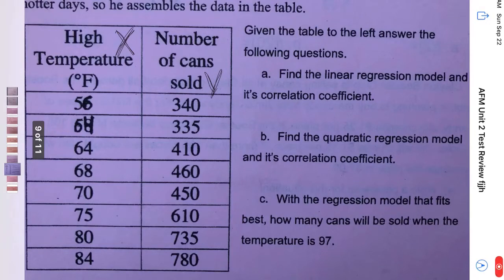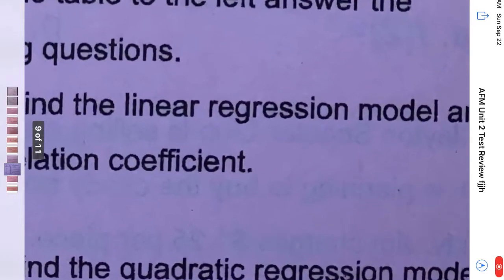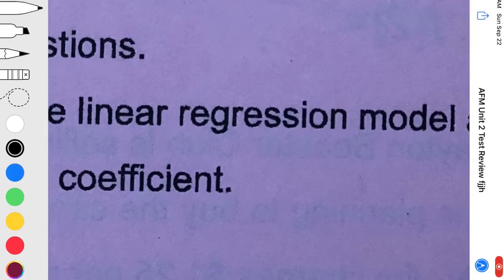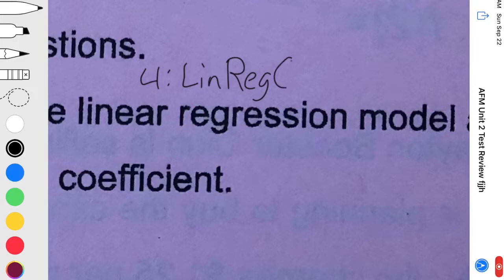I can go to stat calc because I'm going to calculate something. For linear regression, it looks like this under stat calc: LinReg, a times x plus b. So that is what you're selecting for linear regression.